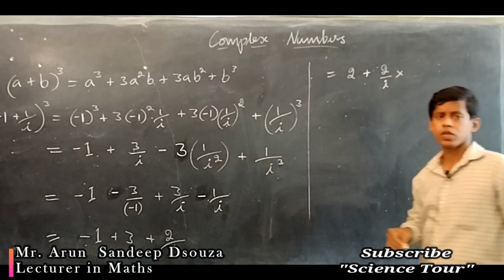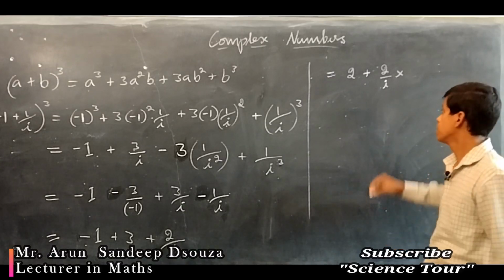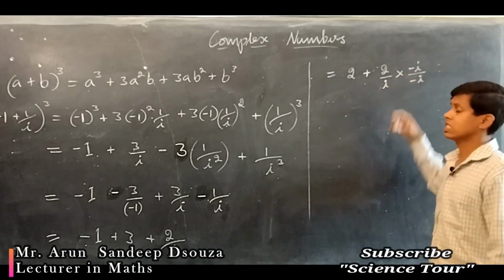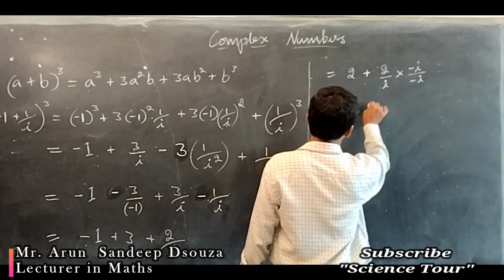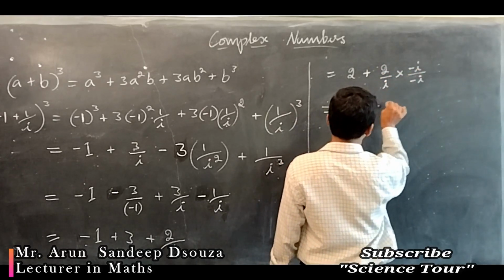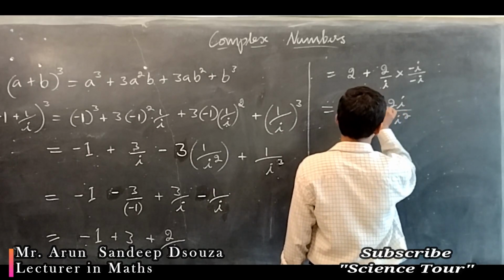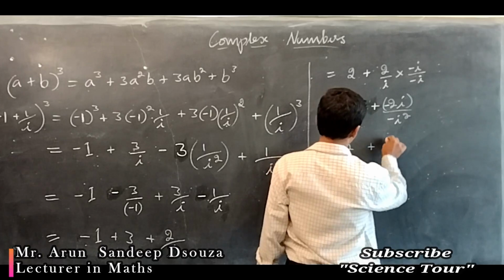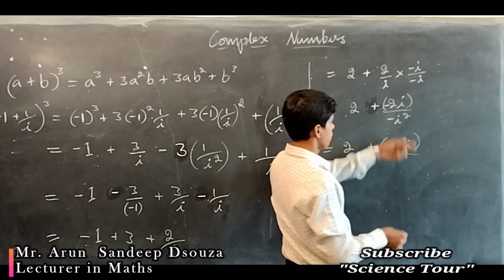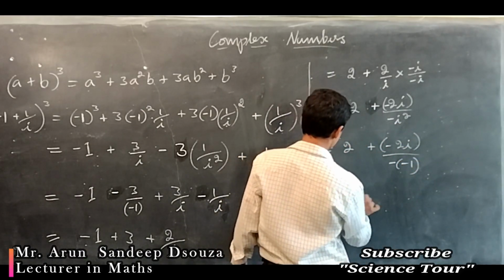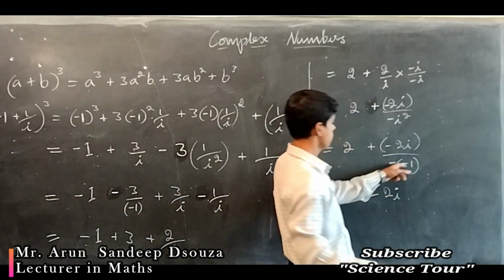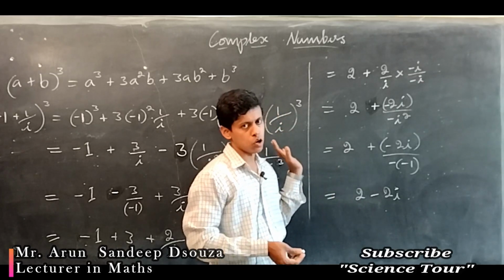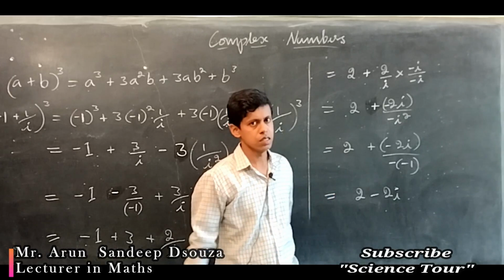Now rationalization. When we rationalize, we multiply by minus i divided by minus i. Why? Because this is 0 plus i, so 0 minus i is the conjugate. So this is like 2 plus minus 2i divided by minus i square. Right? So this is 2 then plus minus 2i divided by minus into minus 1. So ultimately what you get is 2 minus 2i, minus and minus is plus, 1 divided by 1 is not necessary to be written. So 2 minus 2i, 2 is common, 1 minus i comes. So that is the evaluation of this.